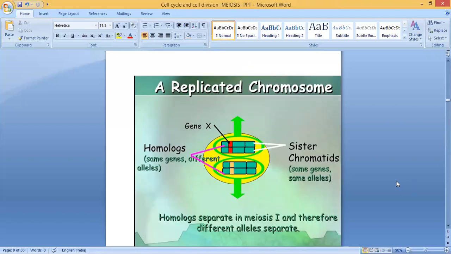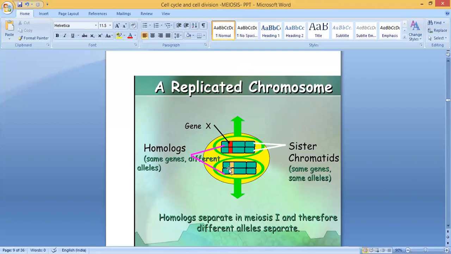Then a replicated chromosome, you can see here. Now there is one pair of chromosomes here. This is gene X. Okay, here this is Y. Here one thing you can see, this is a sister chromatid. You see, these are the one pair of sister chromatids. They have the same genes and the same alleles.